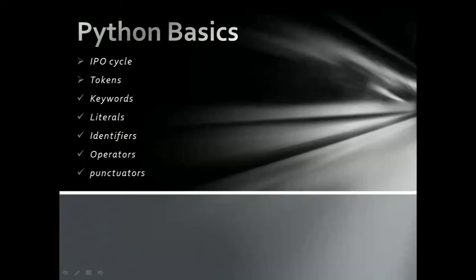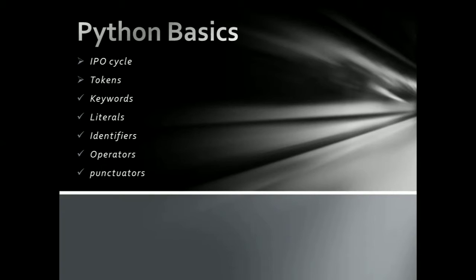Hi viewers. So for this video, we are going to see Python basics. In my first video, I've just uploaded about the basics of Python, how you will open the Python software and how you will work with the interactive and script mode. So in this video, we are going to see the parts of a program. Before that, any program will adapt to the IPO cycle. We are going to see what is the IPO cycle, and then we are going to see the tokens in Python.